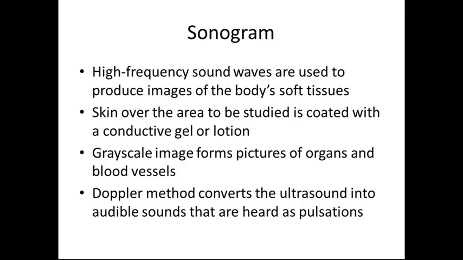The sonogram uses high-frequency sound waves to produce images of the body's soft tissues. Skin over the area to be studied is coated with a conductive gel or lotion. The grayscale images form pictures of organs and blood vessels. The Doppler method converts the ultrasound into audible sounds that are heard as pulsations. We often use the sonogram to confirm the estimated date of delivery, and we also use it to assess any congenital deformities that may be there.